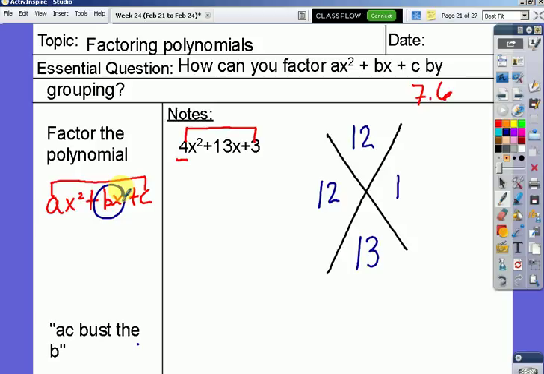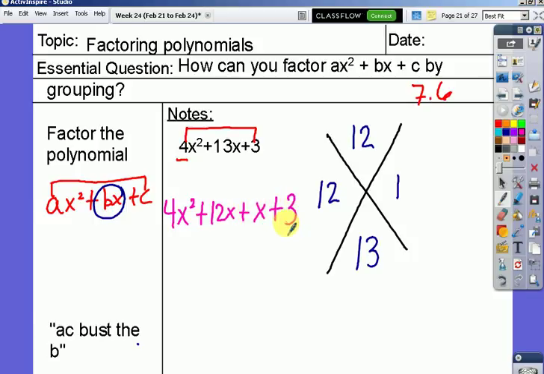So, in other words, what you're going to do is rewrite this, 4x squared, and rewrite this middle term, this b term, as 12 and 1. 12 and 1 make 13, right? And it doesn't matter what order. So we'll just put plus 12x plus 1x, or just plus x plus 3.